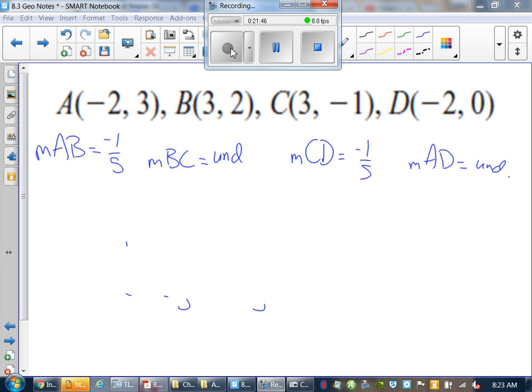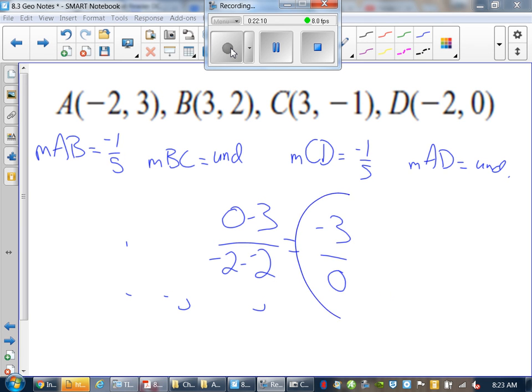Remember the blue lines in your paper with the red ledger? That's all it was. Why is it undefined? Well, let's look at AD. If I have 0 minus 3 over -2 minus -2, I get -3 divided by 0. Anytime you divide by 0, it's what you call undefined. You can't do it. How do you split something into 0 parts? You can't.